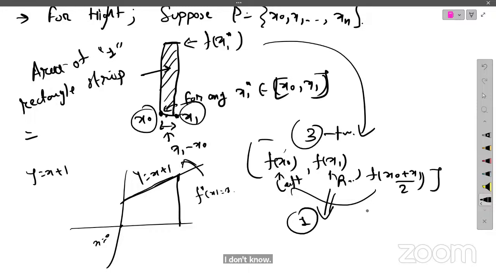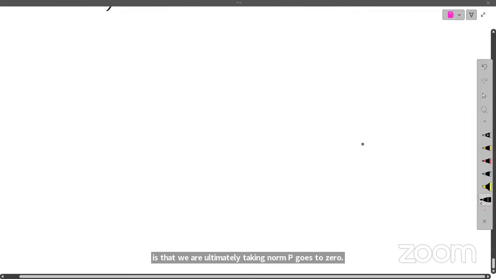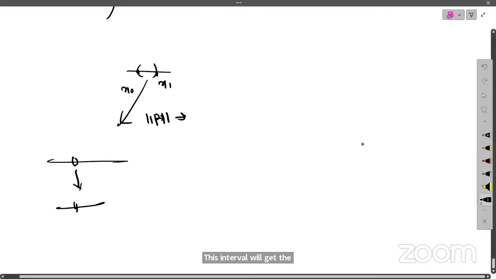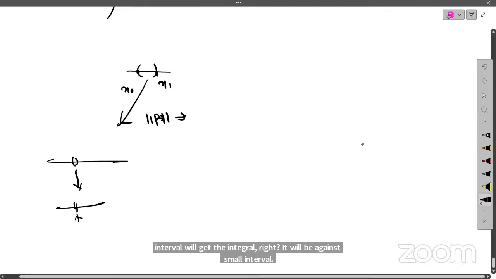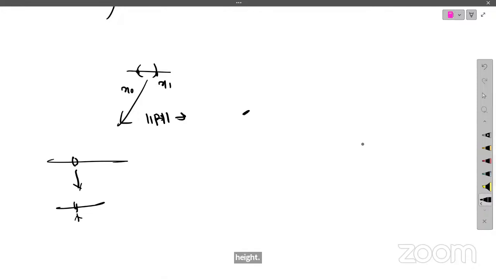See, one thing is we are not worrying about the height because we are ultimately taking norm P goes to 0, right? When norm P goes to 0, all the points are very close to each other. So if you consider this small interval x0 to x1, then as norm P goes to 0, this interval will shrink again, again a small interval. So ultimately it doesn't matter whatever point we take as our height, because the change in the height will be very small.